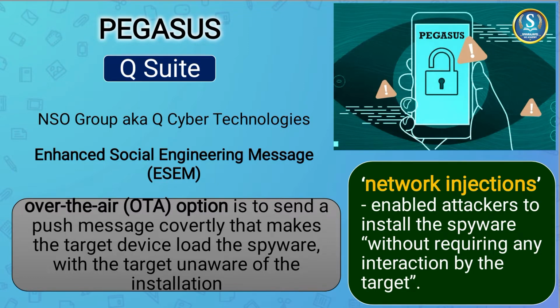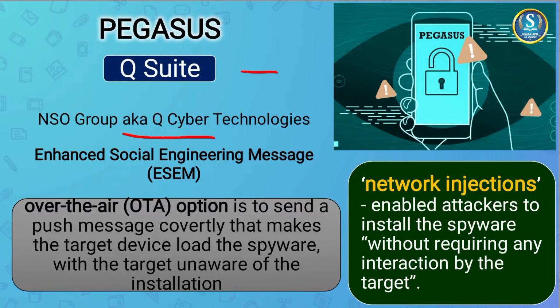Today's first topic is about the Pegasus spyware. It has been in the news for a very long time and it has also created havoc even in the parliament. It is said that many people's cell phones have been spied on using this Pegasus software. This Pegasus software is also called the Q Suite. It is created by the NSO Group or Q Cyber Technologies, which is in Israel.